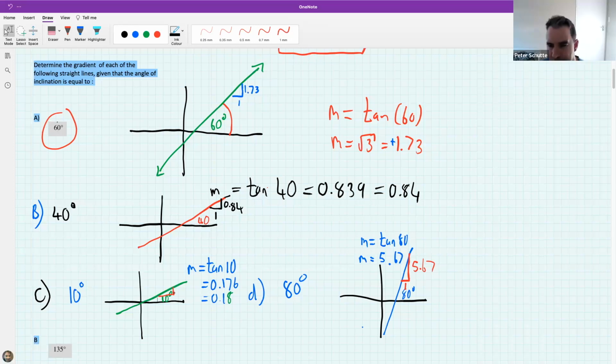Give me a thumbs up if you feel like you're following me. Give me a thumbs down if you're unsure about this gradient and angle of inclination formula.